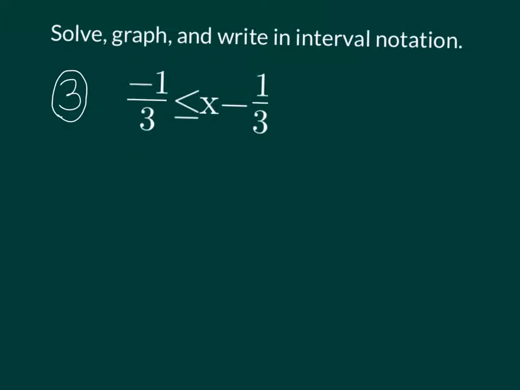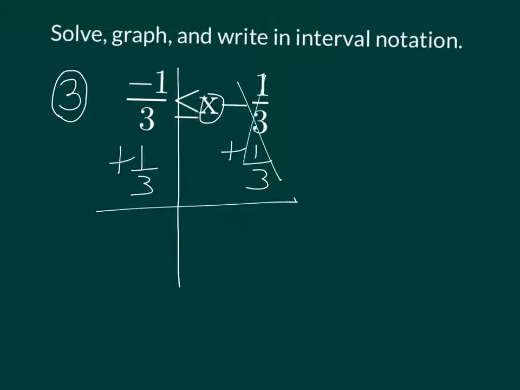All right, next one, draw the line. Okay, so again, we're solving for x, and it's -1/3, so I'm going to add a third. So I'm going to add a third to the other side. Those cancel. Bring down my signs. And -1/3 plus a third is 0. Okay? So my x is greater than or equal to 0.